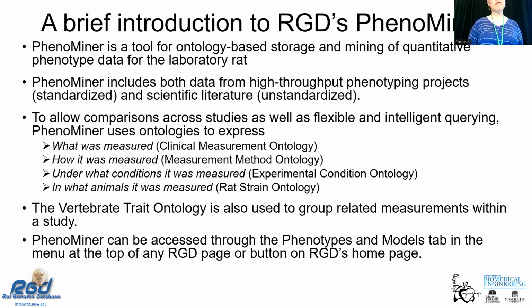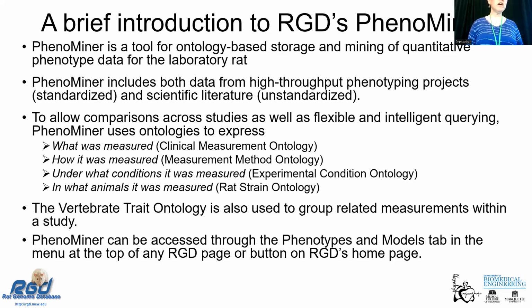PhenoMiner includes both data from high throughput phenotyping projects, which come to us relatively standardized, and scientific literature, which comes to us completely unstandardized. So to allow comparisons across studies, as well as flexible and intelligent querying, PhenoMiner uses ontologies to express what was measured in terms of the clinical measurement ontology, how it was measured using the measurement method ontology, under what conditions it was measured using the experimental condition ontology, and in what animals it was measured using the rat strain ontology.